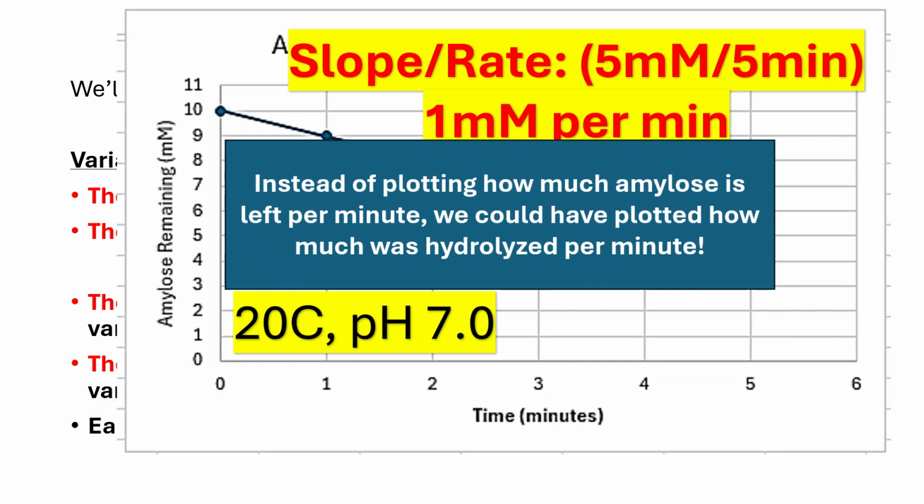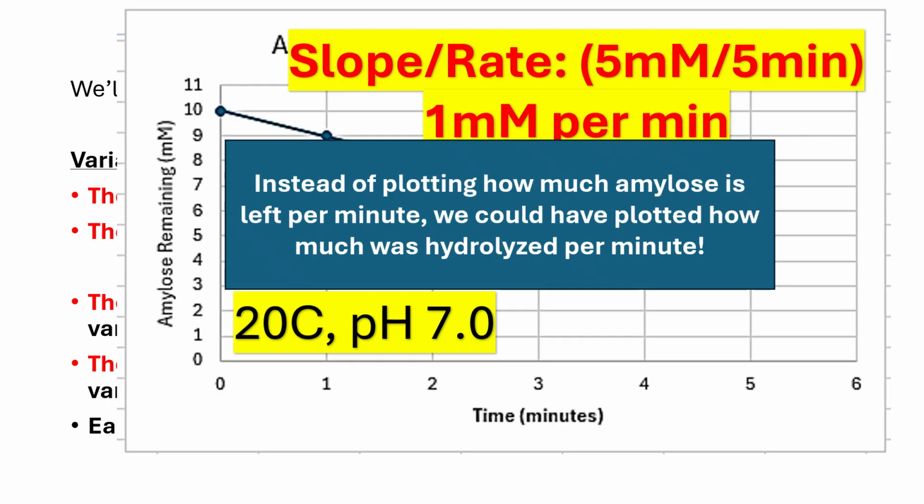Okay, now instead of plotting how much of the amylose is left per minute, we could also have plotted this graph so that the line is rising, right? And by saying how much was digested, right? So we could basically flip this graph the other way so that the line is going up instead of down by plotting how much of the amylose has been eliminated or digested or hydrolyzed per minute as opposed to how much is left per minute. And so that's really what you did.